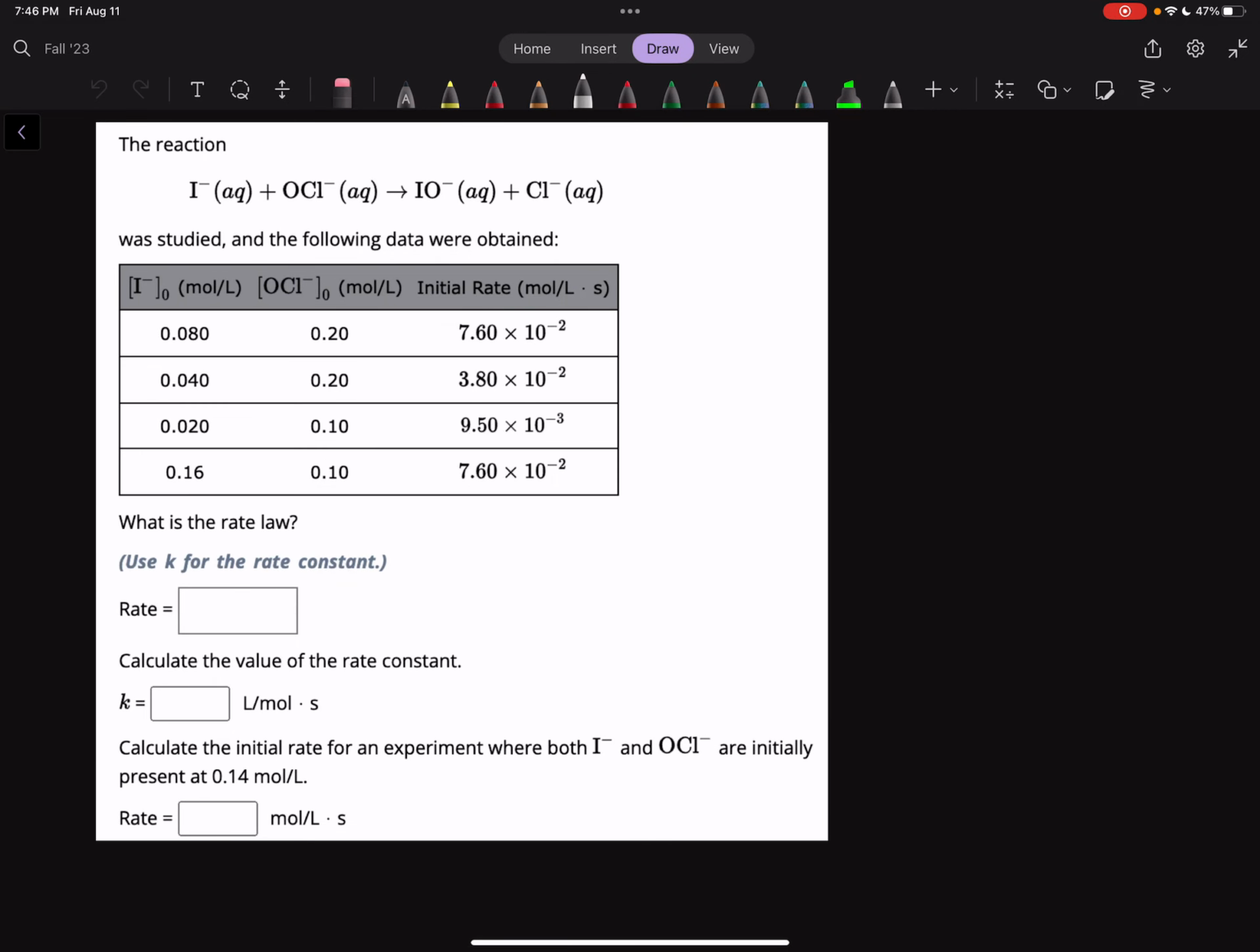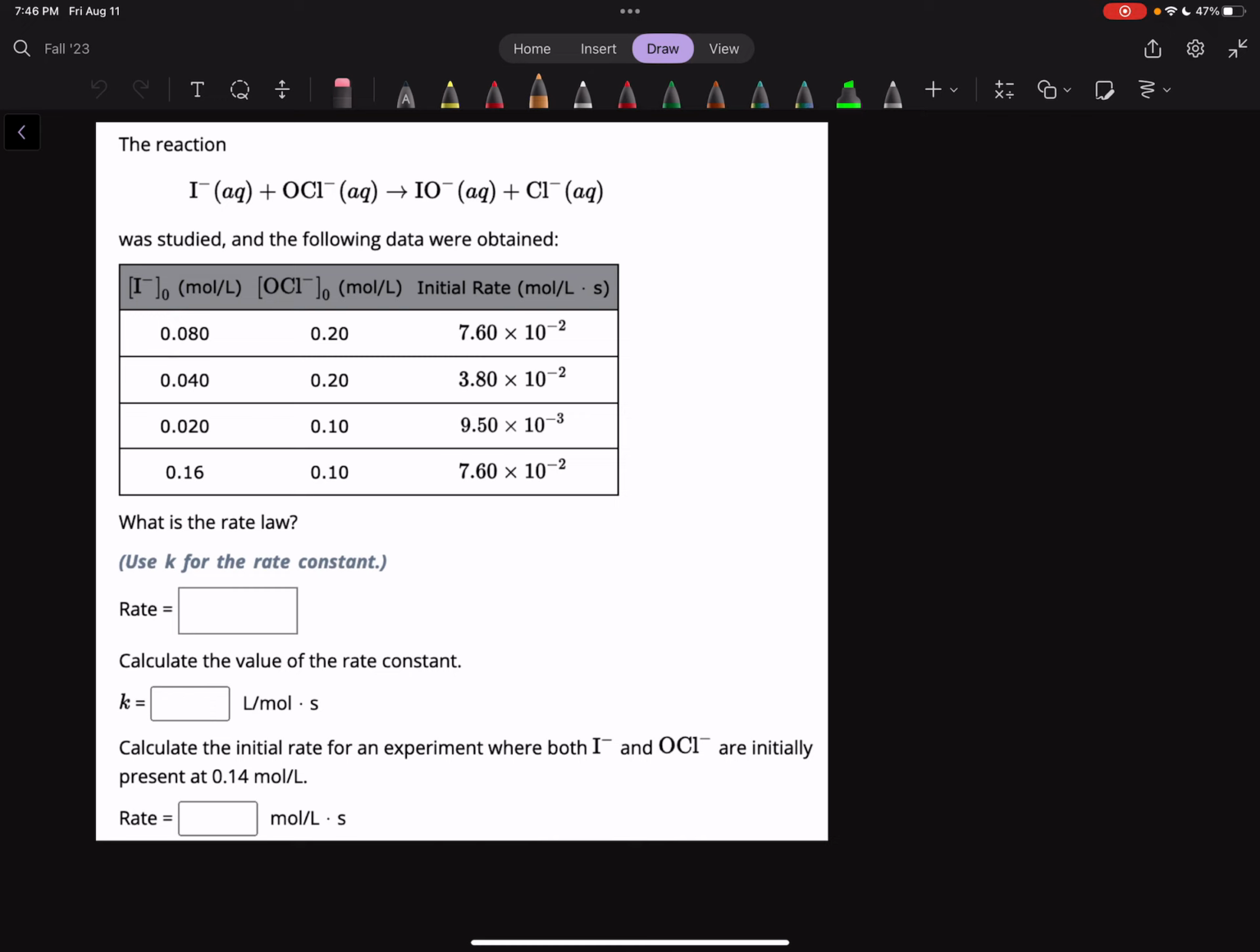Okay, so the reaction shown right here, I still haven't learned all the names of the molecules or how to pronounce them, but we'll go with what we have. It was studied and the following data were obtained. So we have the concentration of the iodide, I think, because this is an ion of iodine, and monochlorous or something like that. I should probably not say the names. I don't want to confuse you guys. But the first question is, what is the rate law?